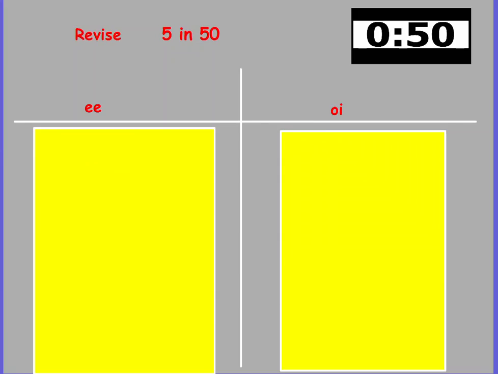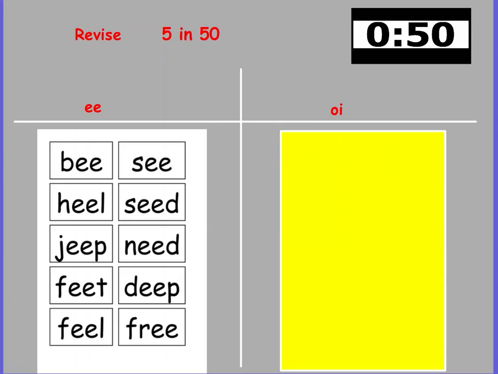I'm going to give you some examples here of words that you could have chosen. So, underneath there, we've got some words here. These all have the ee sound in them. We have bee, see, heel, seed, jeep, need, feet, deep, feel, and free. Okay, there are plenty more words than that. So if you've got some different ones, that's okay. You don't have to have the ones that are the same. But if you've got 5 words in the 50 seconds, give yourself 1 tick on your whiteboard.